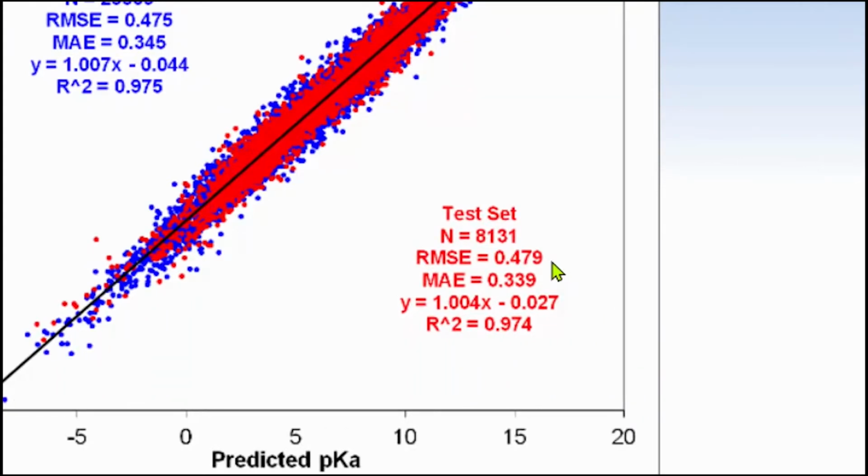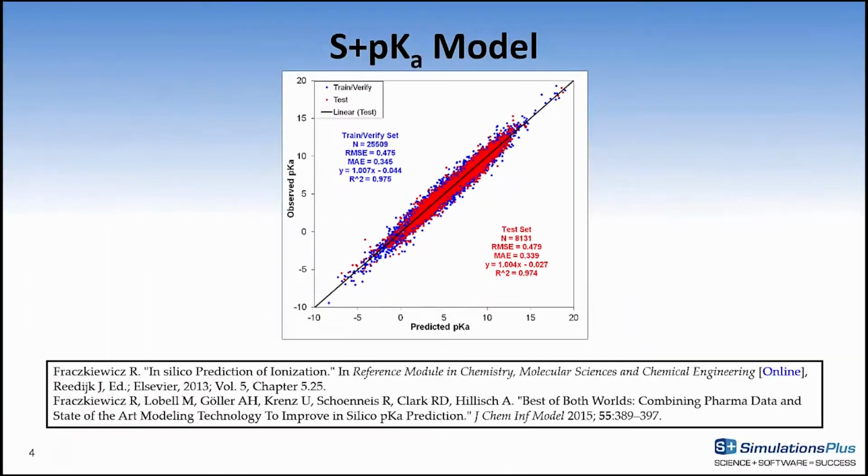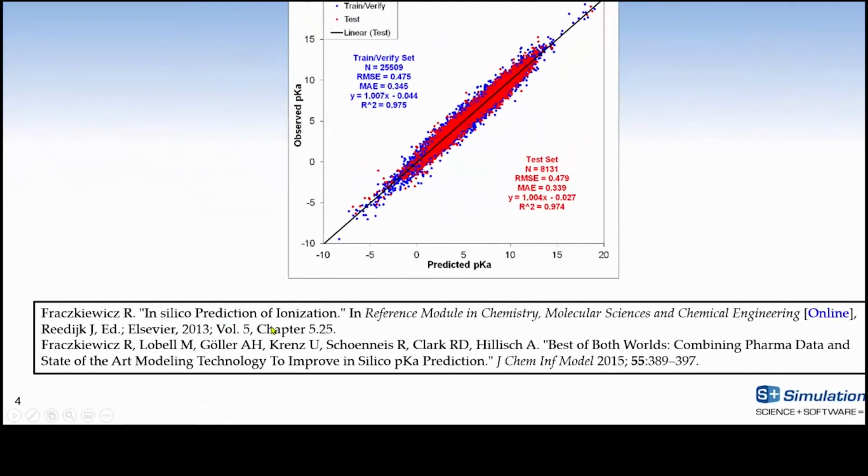So you can expect that if we predict a pKa, it should be within 0.48 of the experimental value in about 70% of the cases. That's what the definition of the root mean square error is here. And you also see that we have a very good correlation coefficient for the molecules. And then here's a couple references for the pKa model.